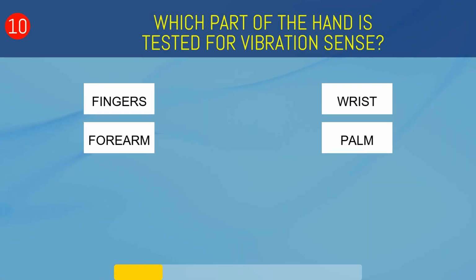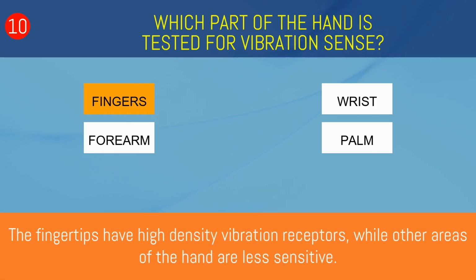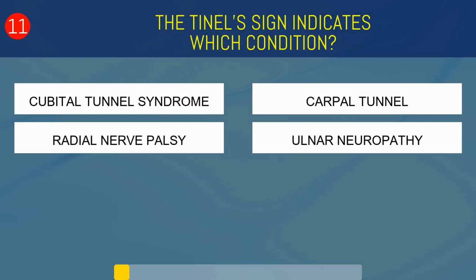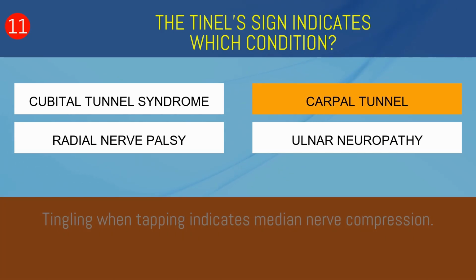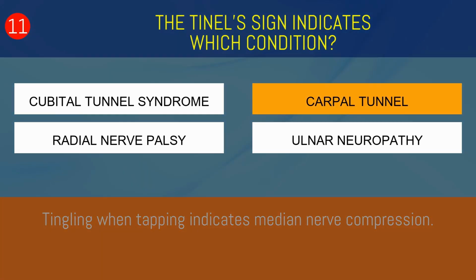Which part of the hand is tested for vibration sense? Fingers, forearm, wrist, or palm? Fingers. The fingertips have high-density vibration receptors, while other areas of the hand are less sensitive. The Tinel sign indicates which condition: cubital tunnel syndrome, radial nerve palsy, carpal tunnel, or ulnar neuropathy? Carpal tunnel. Tingling when tapping indicates median nerve compression.